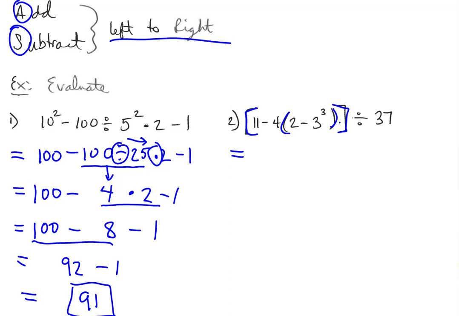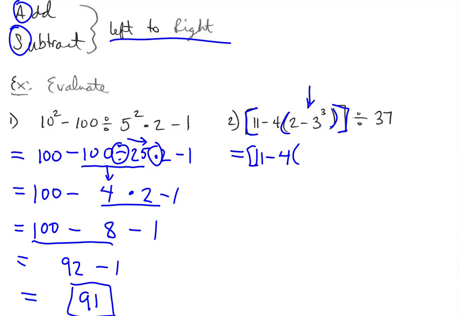Well, when you have nested grouping symbols, you always dive in as deeply as possible to the innermost set. So inside the brackets, we have the parentheses. That's where we're going to start. So I'm going to copy down the opening bracket and then the 11 minus 4, and then I have this open parenthesis, and now I'm working just inside the parentheses to do whatever would come first inside there.